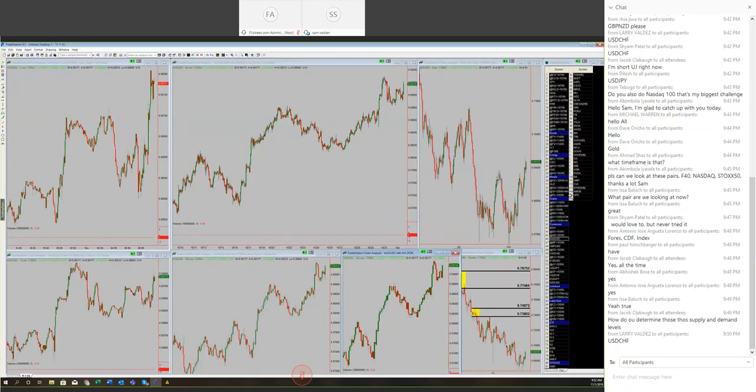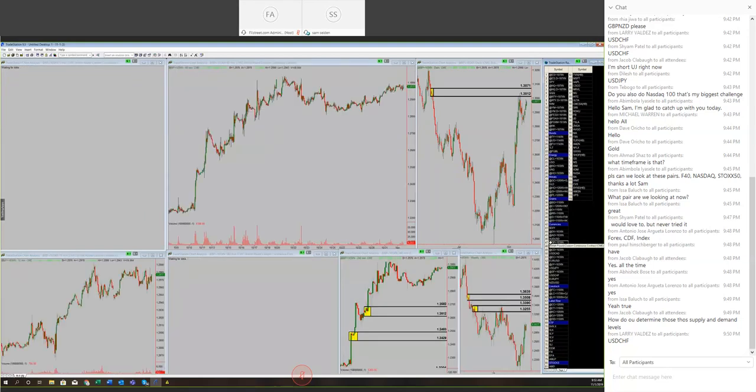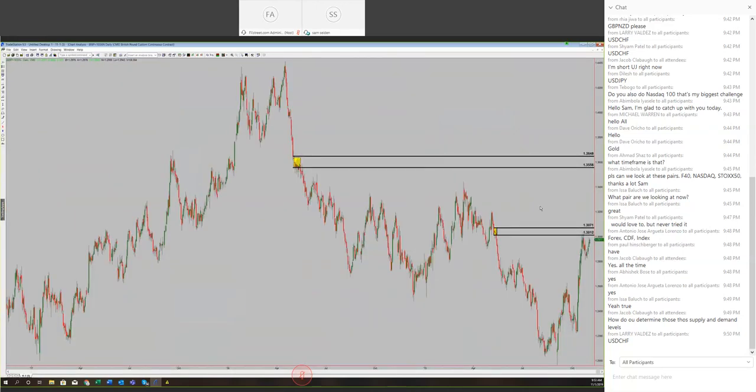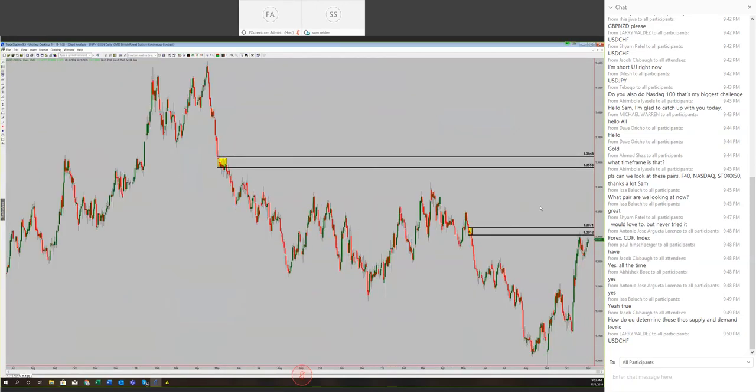Why don't we take a look at the pound. Here we're going to look at the daily chart and the 4 hour chart. This is a level that's been working for us pretty good in the live sessions. So we're looking at the daily chart of the pound, and we're looking at the futures.